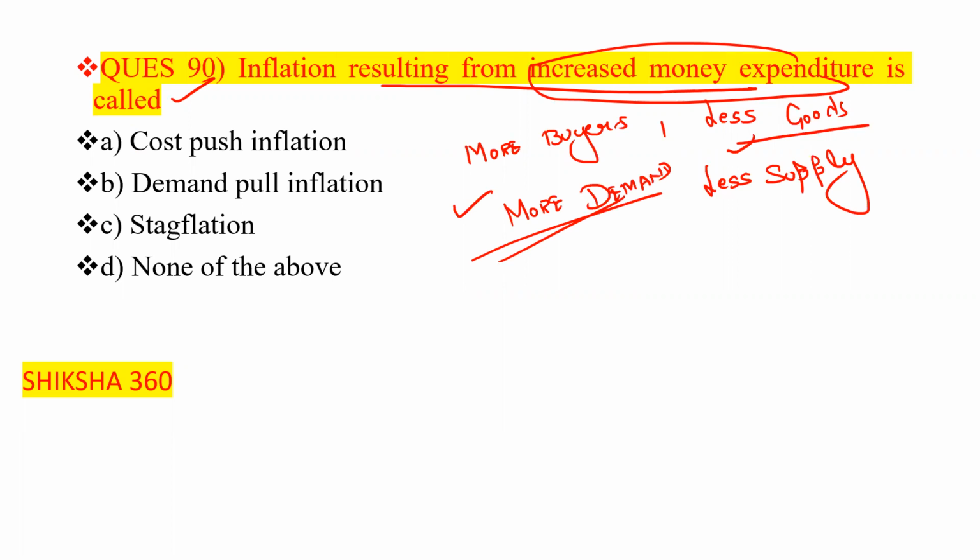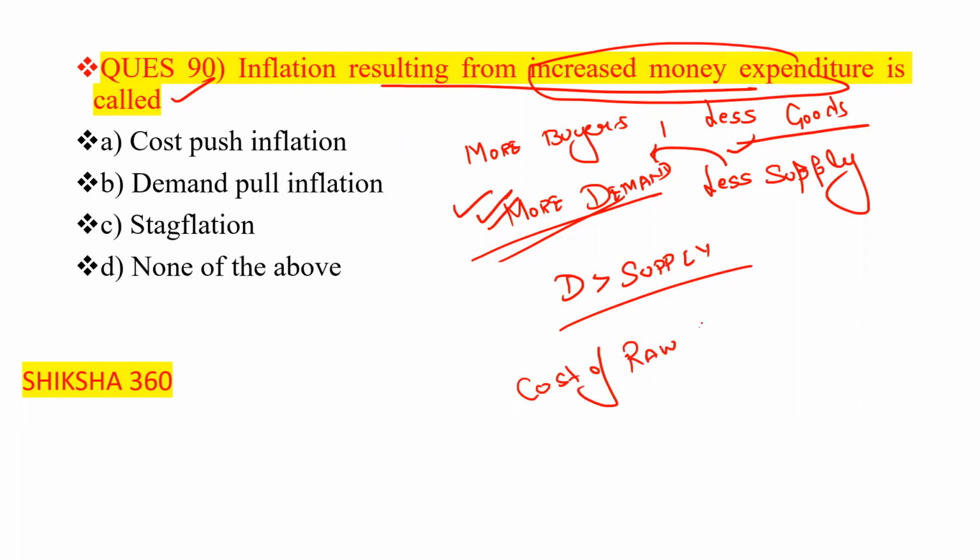Please remember that when demand is more than the supply, that is one case. The second one is when the cost of raw material is increased. We have discussed two types of inflation. In one case, the cost of raw material is increased, which leads to an overall increase of the cost. That is known as cost push inflation.